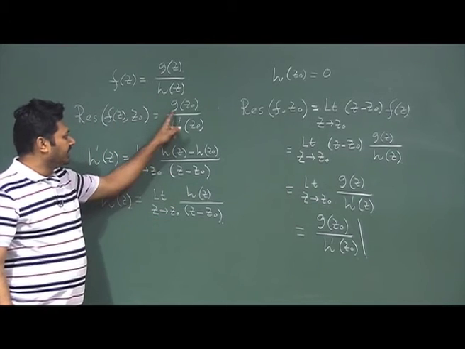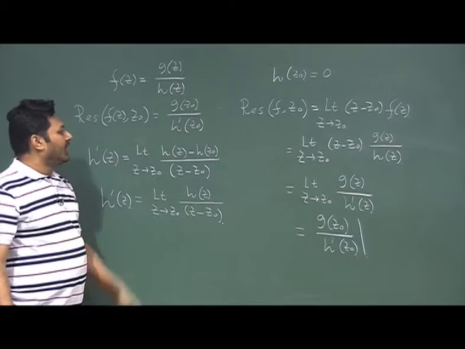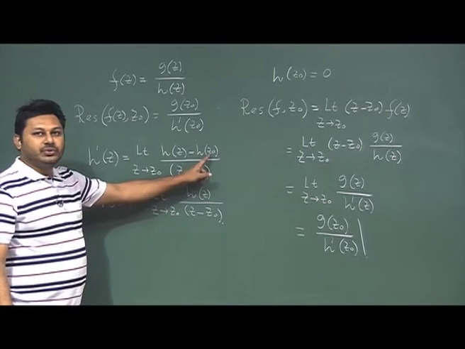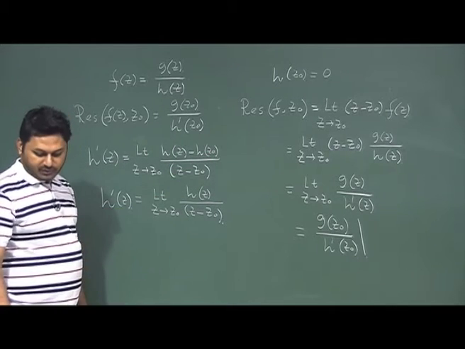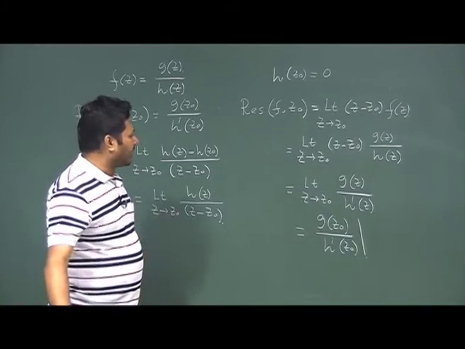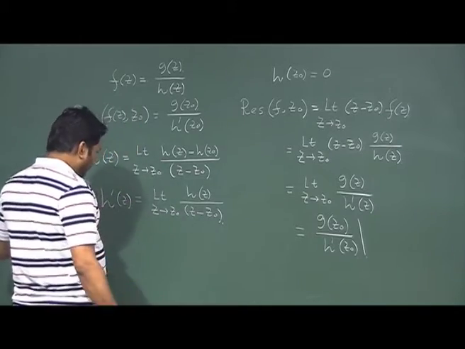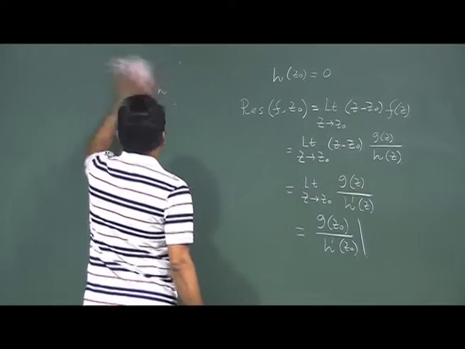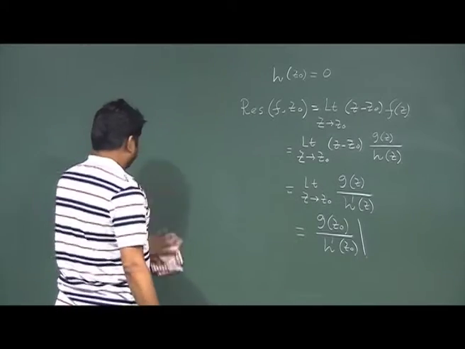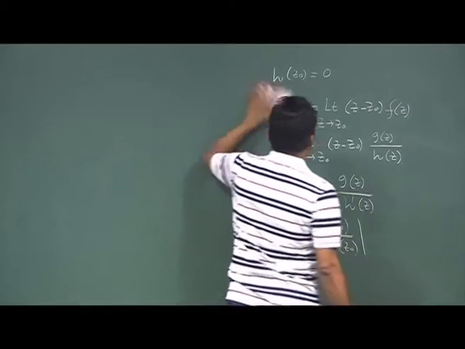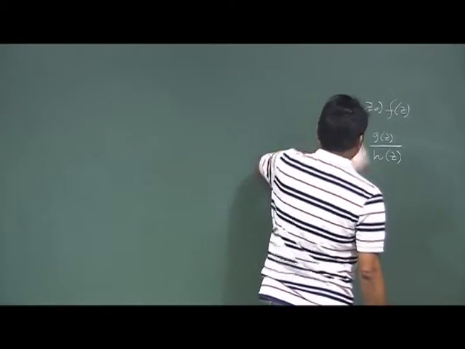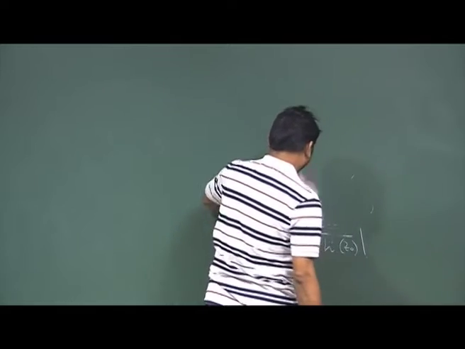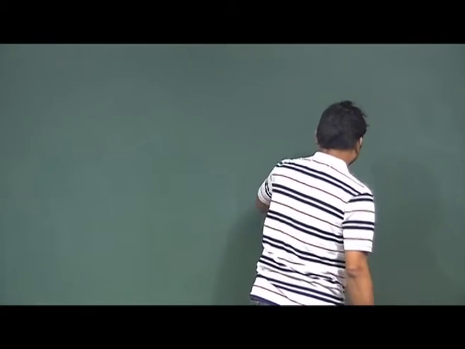For example, g of z0 shouldn't be 0 and h of z0 should be 0, otherwise it is not going to be applied. Okay, after having this form, let us try to use this in some practical problems, and that will be useful. So let us try to find a few problems where we can use this.